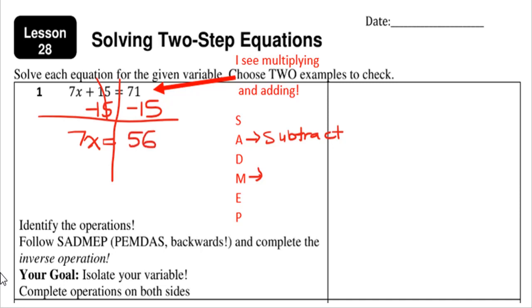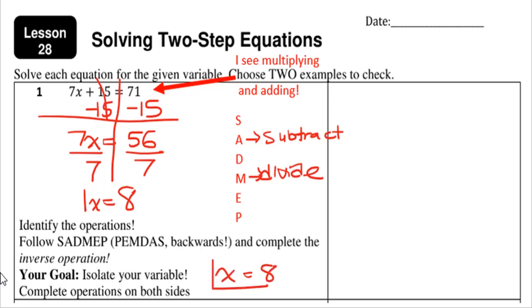And now I'm at the step where the only operation I see is multiplying, so I will have to do its opposite, which is divide. Again, we show dividing with a fraction bar. So that's 7 divided by 7, and 56 divided by 7. 7 divided by 7 cancels out to a 1. Again, we can write 1x, but we don't have to. And 56 divided by 7 is 8. So my final answer is x equals 8.